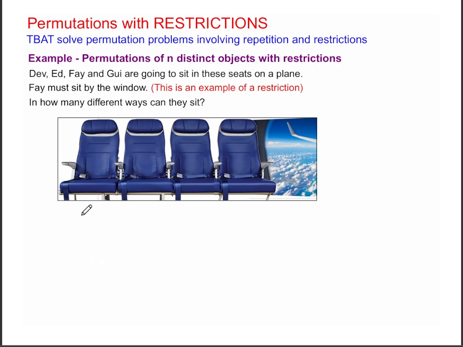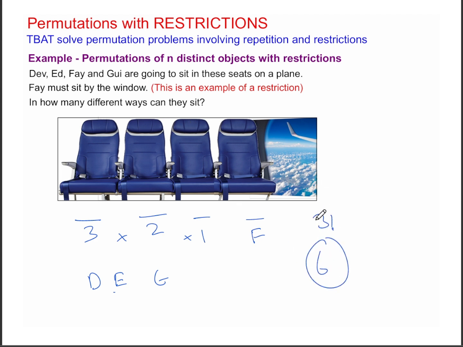So what this means is, there are 4 seats, 1, 2, 3, and 4. And we are told that Faye is already at the window. So who are we left with? Dev, Ed, and Gui. Therefore, for that first seat, we have 3 options, Dev, Ed, and Gui. Then they are going to be chosen. So for the second seat, we'll have 2 options, the 2 that are remaining. And for the third seat, we'll have 1 option. And then to find the total number of ways, we just multiply them together. So we have 3 times 2 times 1, which is 3 factorial, which is just 6. So there are 6 different ways that they can sit on these 4 seats.